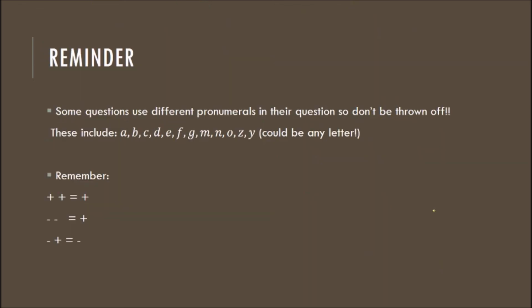Okay, so just a bit of a reminder that some questions use different pronumerals in their question. So don't be thrown off. So these could literally include any letter in the alphabet. But I mostly see Y and Z. I see A's and B's. I sometimes see C's. Sometimes they do F and G's. It's just up to the question and the author, really.